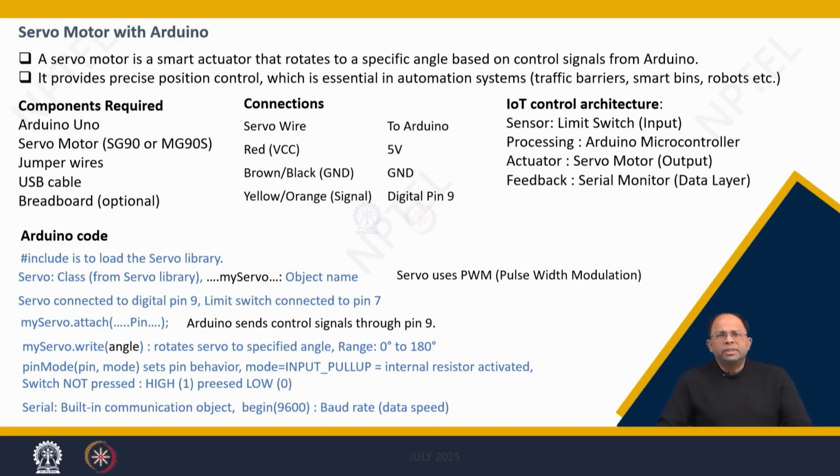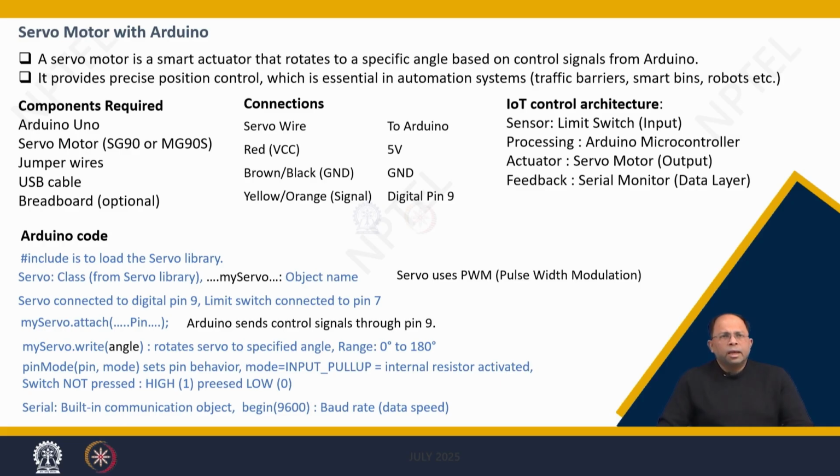So, coming to the first project, we will demonstrate how a servo motor could be operated with Arduino. Servo motor is of course an actuator, but it's a smart one. Why? Because we can determine to what angle the motor would rotate. So, we can have very specific control over the angle to which we want to move certain things. For example, you want to move the arm of a robot in a certain direction, then you can achieve that. So, it's a smart actuator that rotates to a specific angle based on control signals from Arduino. This allows precision position control, which is essential in many automation systems such as traffic barriers, smart bins, robots, and so on.